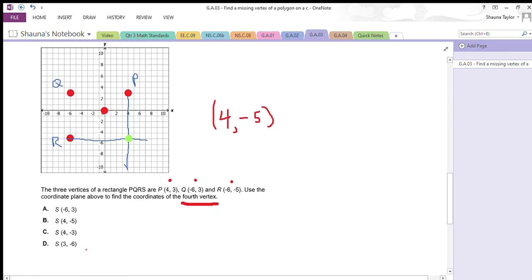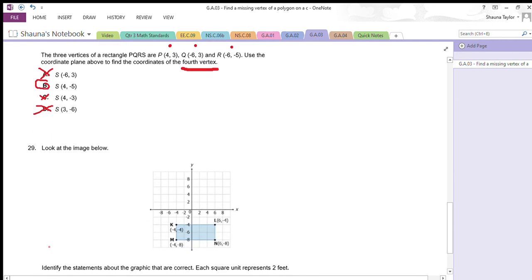So I come down to my multiple choice and I'm looking for 4 and -5. Okay, A is wrong because it starts with a 6. B says 4, -5. That looks correct. This says 4 and 3, so that's wrong. And this says 3 and 6, so that's wrong.